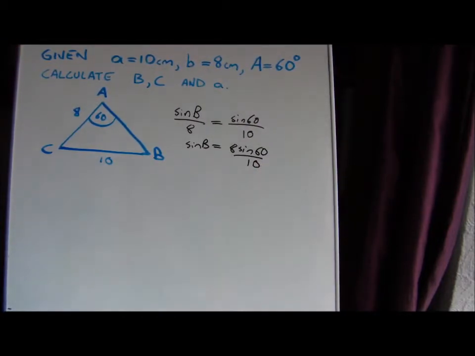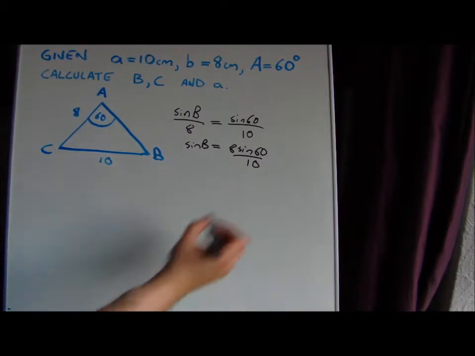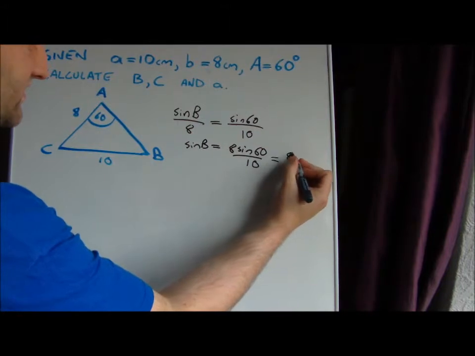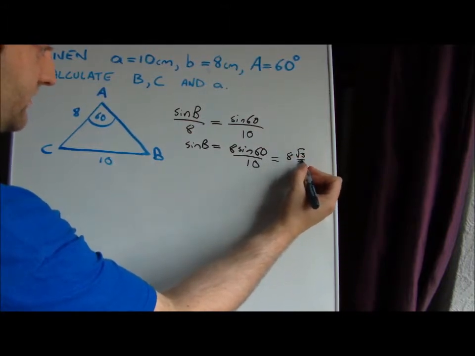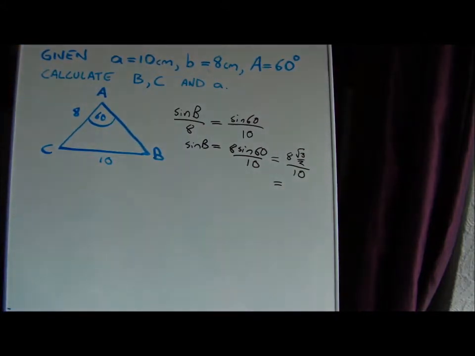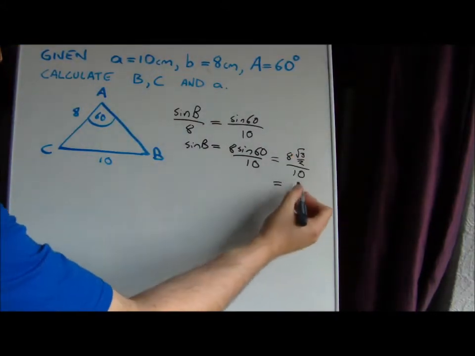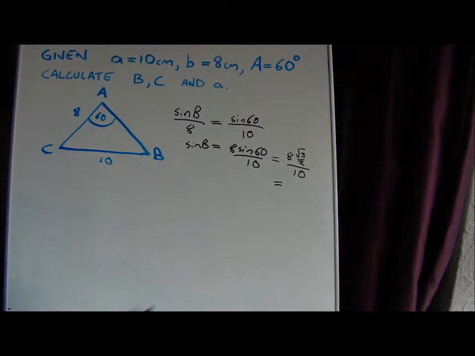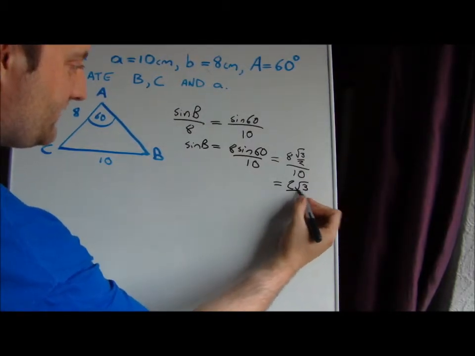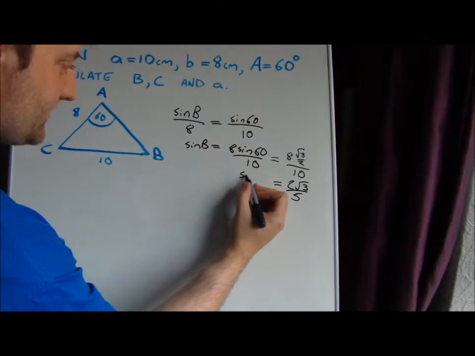over 10. Now you could type the right hand side into your calculator, but we'll just simplify it a little more. This is the same as 8 root 3 over 2 divided by 10, and that will simplify. We're going to have 8 over 10, which is 4 over 5, divided by 2, which is 4 over 10, which simplifies to 2 over 5. So it's going to be 2 root 3 over 5. So that's sine B.